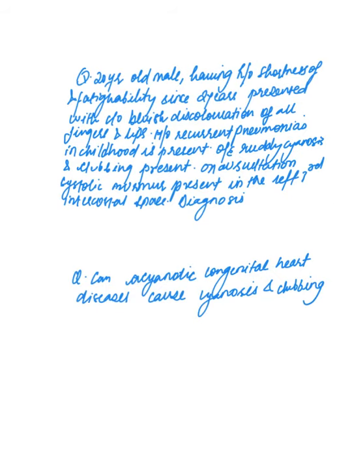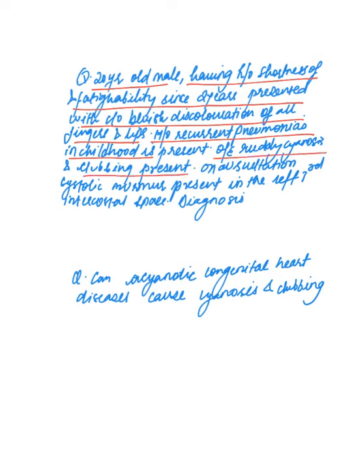A 20-year-old male having history of shortness of breath and fatigability since 2 years presented with complaint of bluish discoloration of all the fingers and lips. History of recurrent pneumonias in childhood is present. On examination, there is ruddy cyanosis, and clubbing is present. On auscultation, a systolic murmur is present in the left third intercostal space.